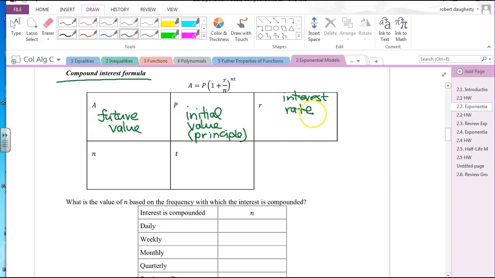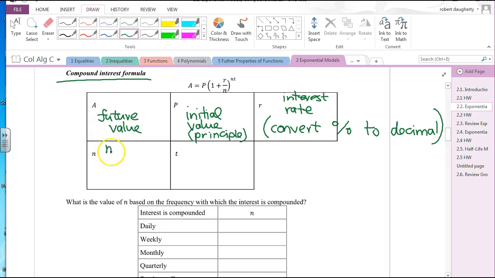Yeah, so it's the interest rate. And one big thing you need to know how to do here is you need to be able to convert from percent to decimal. If I tell you the interest rate is 5.4%, that's 0.054 in decimals. You have to be able to go from percent to decimal in all of these problems.